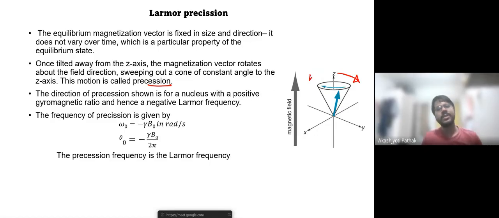The direction of precession shown is for a nucleus with a positive gyromagnetic ratio, and hence a negative Larmor frequency. The frequency of precession is given by nu naught equal to minus gamma B naught by 2 pi. This precession frequency is the Larmor frequency.